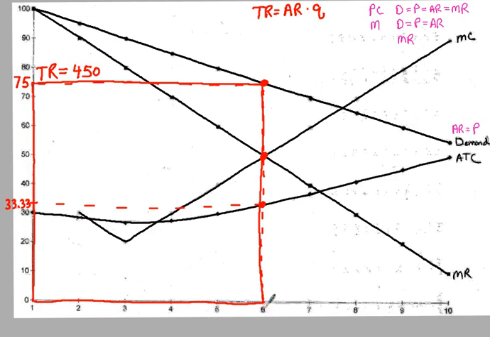What about the total cost? The total cost is going to be at 6 units of production. We go up to the average total cost, which is right here, and across.